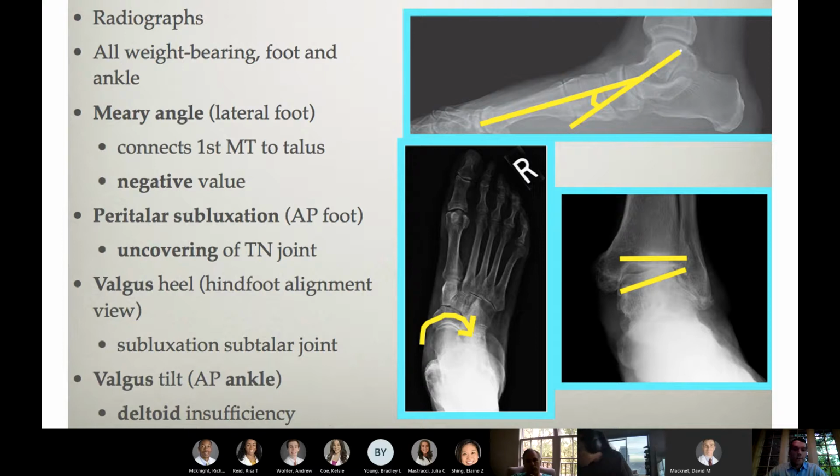And then also on the AP foot, you'll see peritalar subluxation of the navicular. You can see where that yellow arrow shows the navicular spinning off the talar head. That's just what you'll see on X-ray.